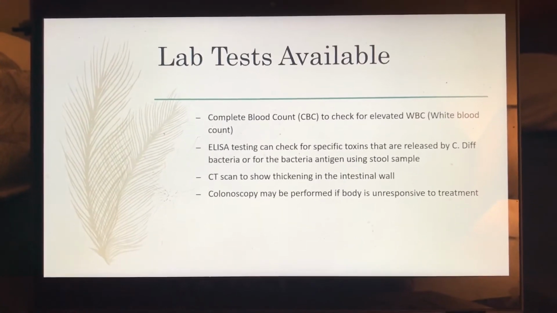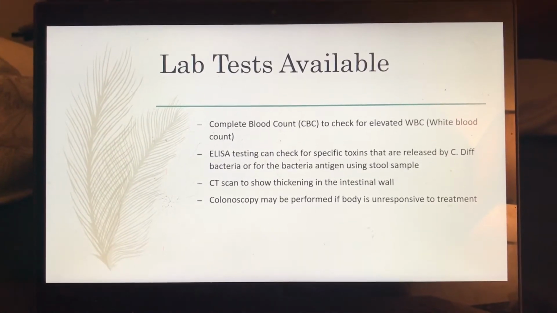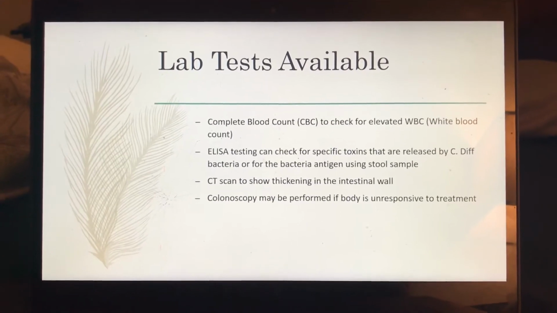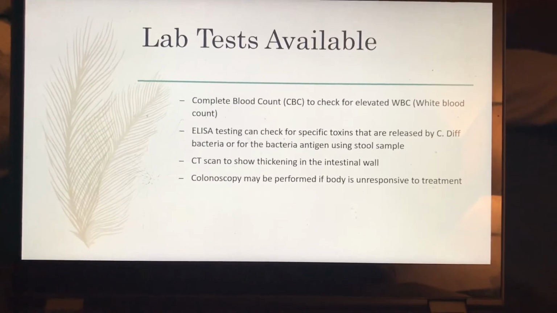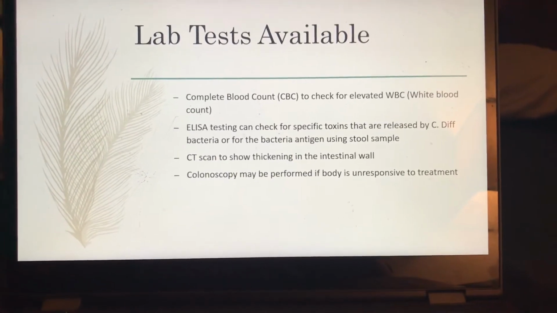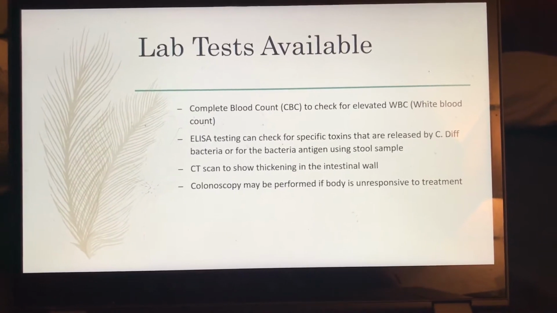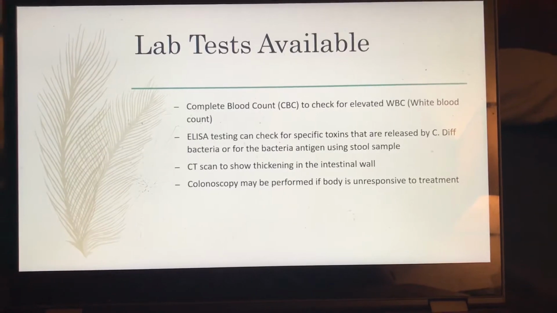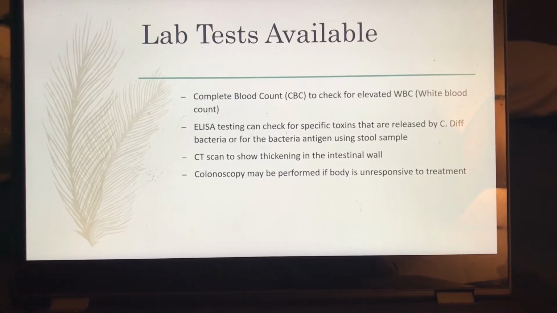The most common way to test for C. diff is through stool lab testing. That would be through the ELISA testing that can check for specific toxins that are released by C. diff. I might be saying that wrong, but the ELISA testing.